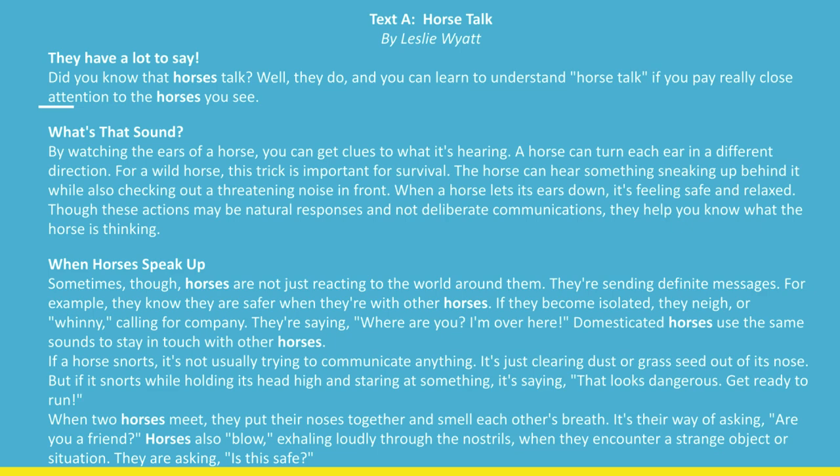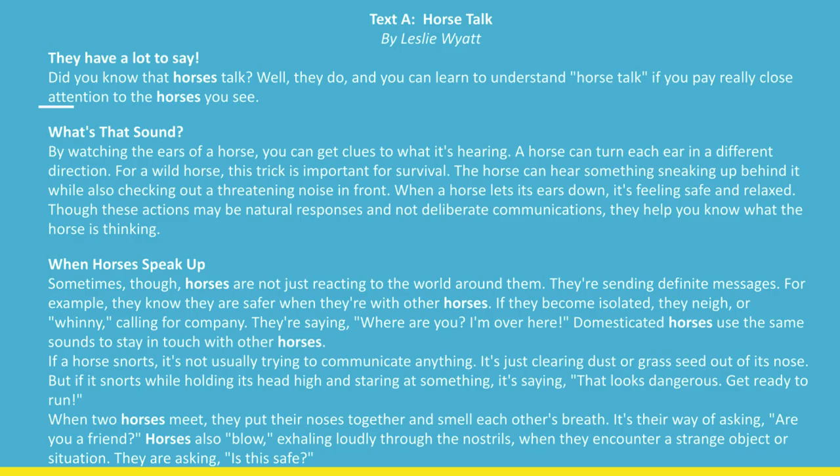First heading says, they have a lot to say. Did you know that horses talk? Well, they do, and you can learn to understand horse talk if you pay really close attention to the horses you see. What's that sound? By watching the ears of a horse, you can get clues to what it's hearing. A horse can turn each ear in a different direction. For a wild horse, this trick is important for survival. The horse can hear something sneaking up behind it while also checking out a threatening noise in front.